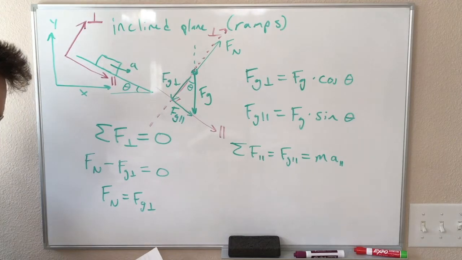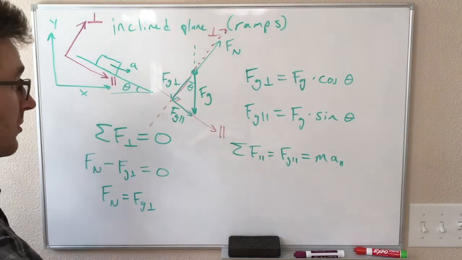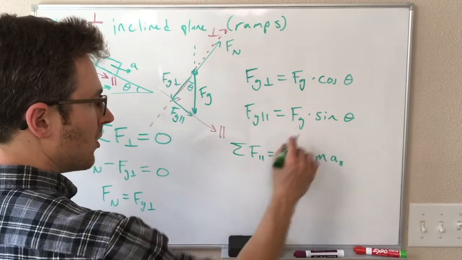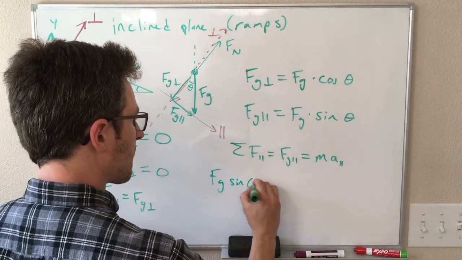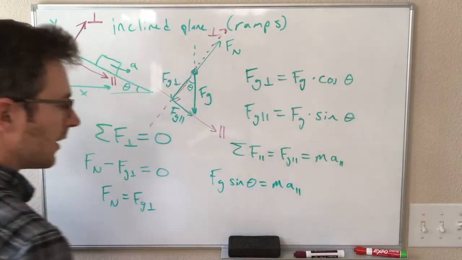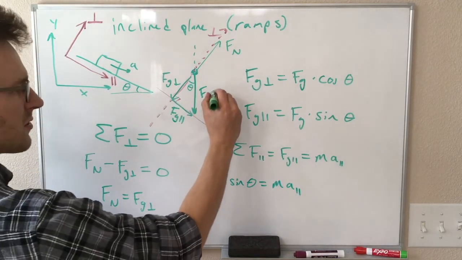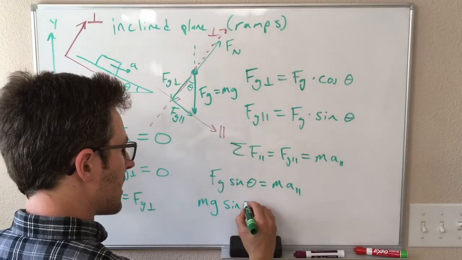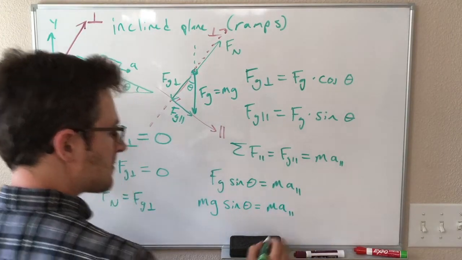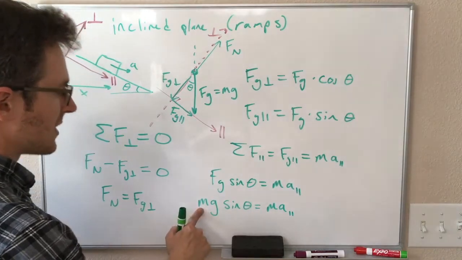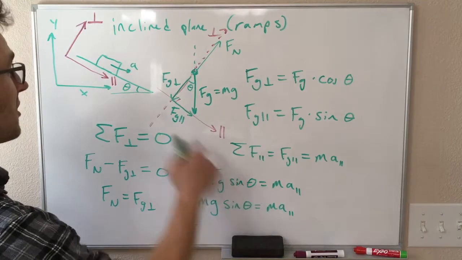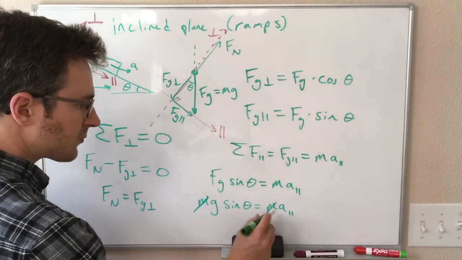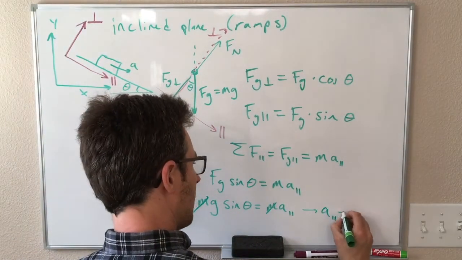All right. So lastly, I want to show you one cool result for this problem, and that is FG parallel is equal to MA, right? So FG sine theta is equal to MA parallel. And our force of gravity, we never even addressed this, our force of gravity is equal to M times G, right? So this is mg sine theta, which is equal to MA parallel. Now this mass is the mass of the object. This mass is also the mass of the object, right? The force is how hard you're pushing on the object to get it to accelerate. So these masses cancel, and we're left with the following. A parallel is equal to G sine theta.